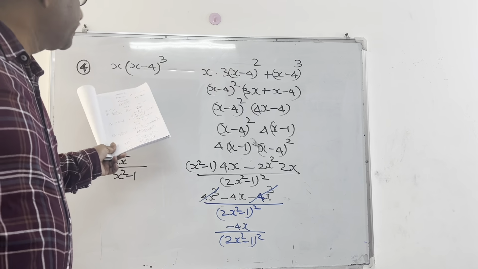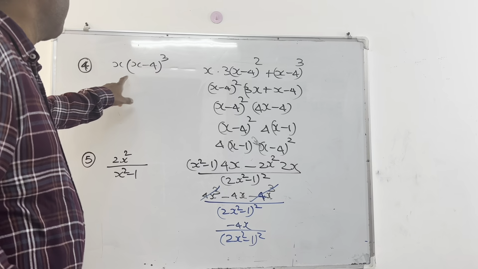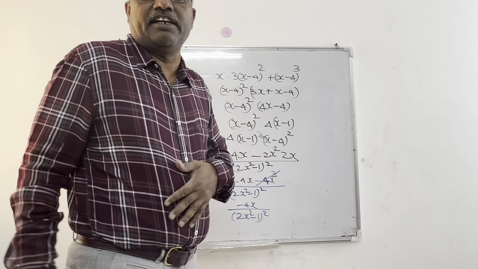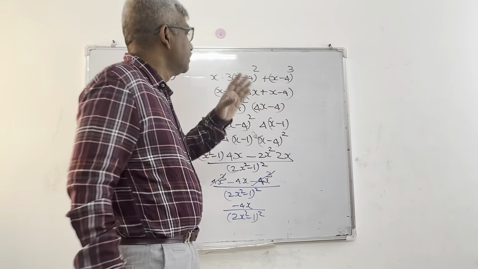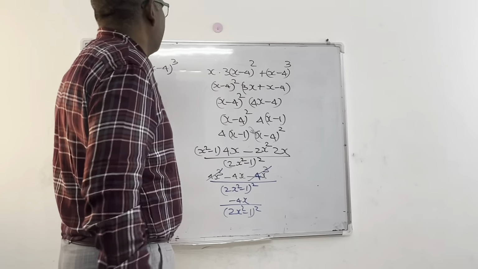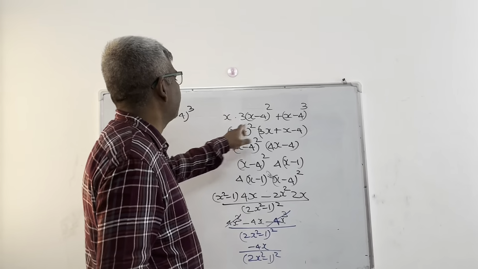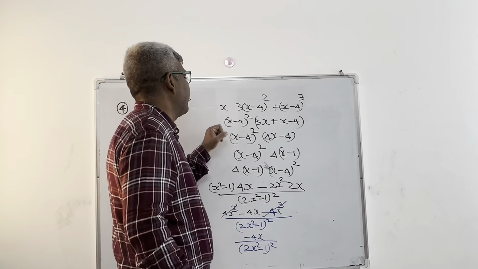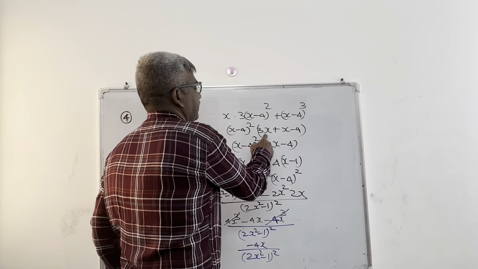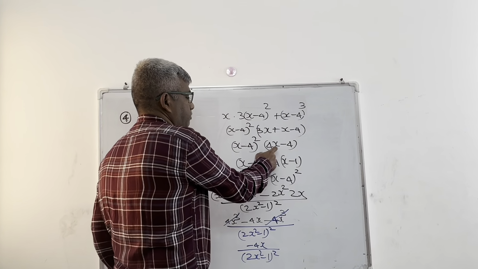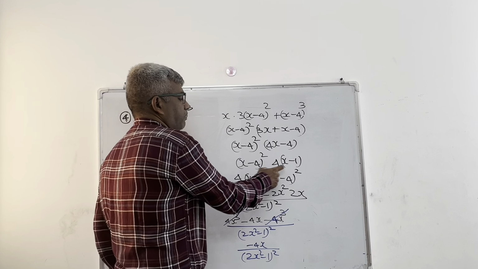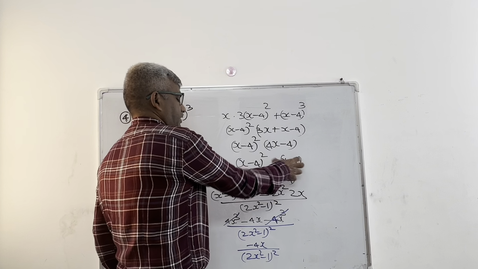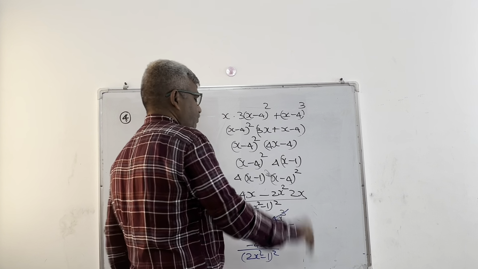Okay, now we are going to the fourth example, x times (x minus 4) cubed. This is f of x. To find the intervals of increase or decrease, you have to differentiate using the product rule. x times 3(x minus 4) squared plus (x minus 4) cubed times 1, which is 3x(x minus 4) squared plus (x minus 4) cubed. I just rearrange it.